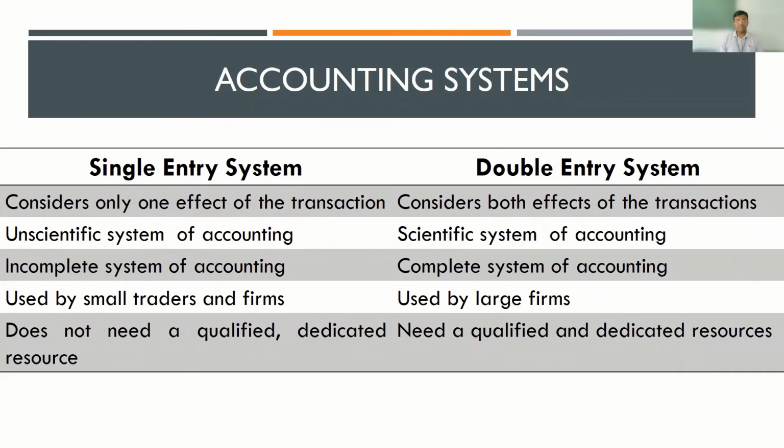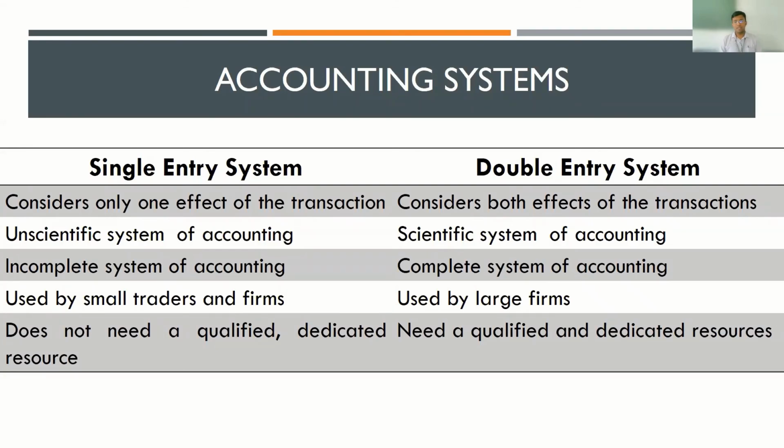Single entry system is said to be an unscientific system of accounting. Why? Because you are recognizing only one effect. It is incomplete. It is not comprehensive. It is not complete in nature. That is the reason why we say it is unscientific. Double entry system is said to be a scientific system because both the effects are recognized. Both sides of the transaction are taken into consideration. Next is incomplete system of accounting. We say single entry is an incomplete system of accounting because you're recognizing only one effect of the transaction. In double entry, you're recognizing both effects. That's the reason why we say it is a complete system of accounting.